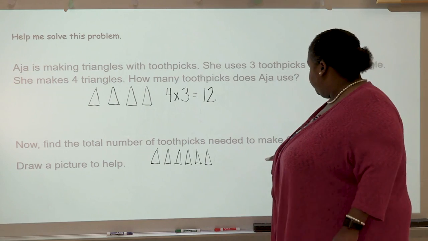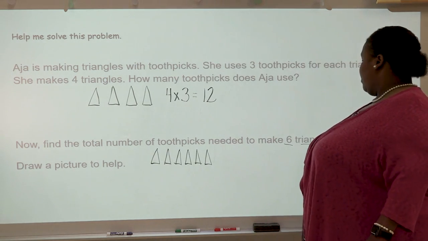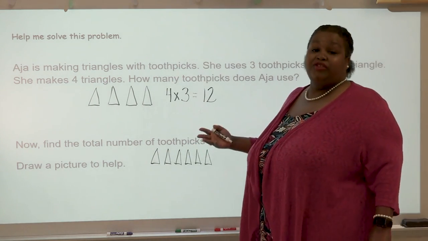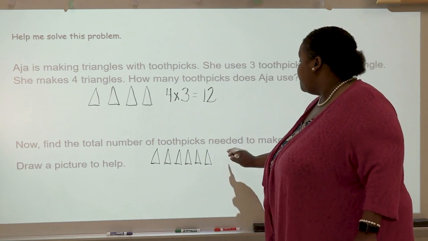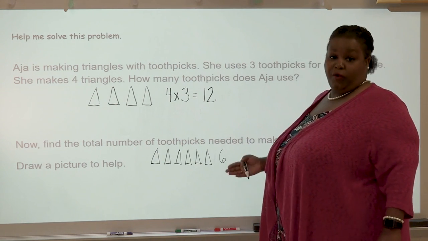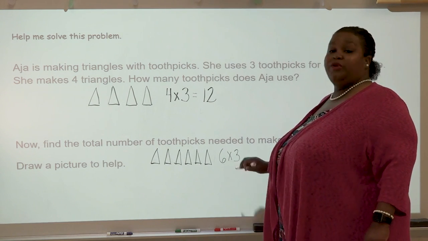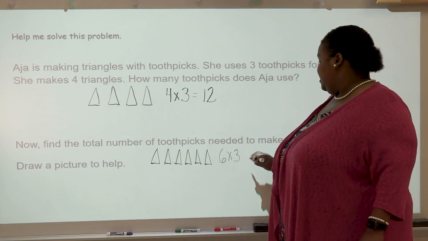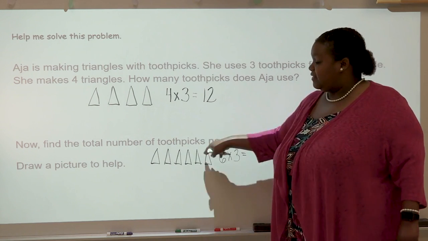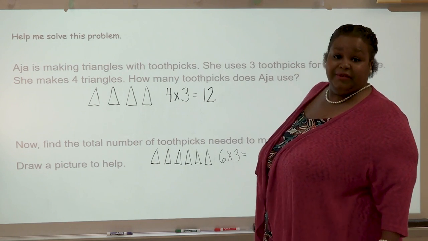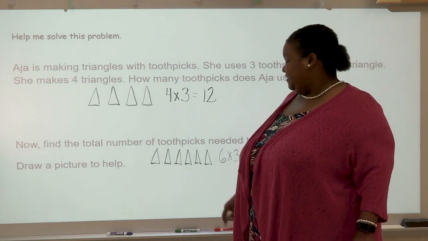Now I know this problem is saying 6 triangles. We've already decided that a triangle has 3 sides. So my 6 would represent my group. The number of triangles times my 3 would represent the number of sides. 6 times 3, could I skip count by 3 and find the answer? I could. Let's try it.